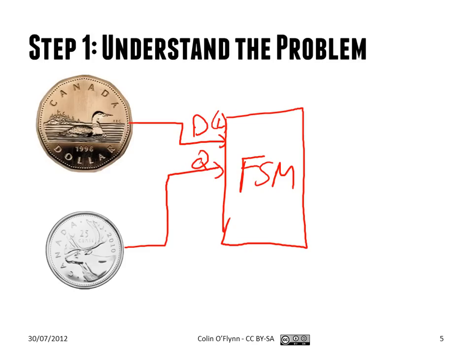and assume that we have a dollar input, or loonie input, I think I'll call it, and a quarter input. You can assume there's some sort of clock externally. We'll normally assume there's a clock. And there is probably going to be a reset, we'll assume. So the reset starts it up in some specific state.